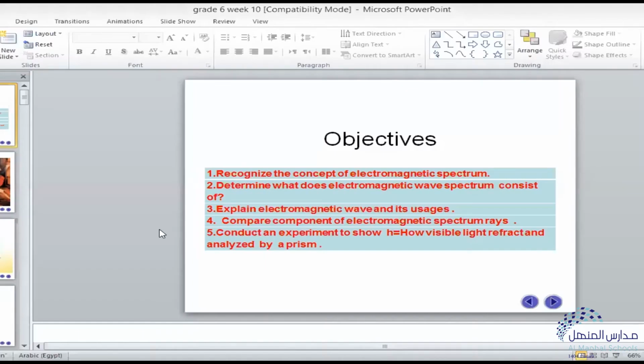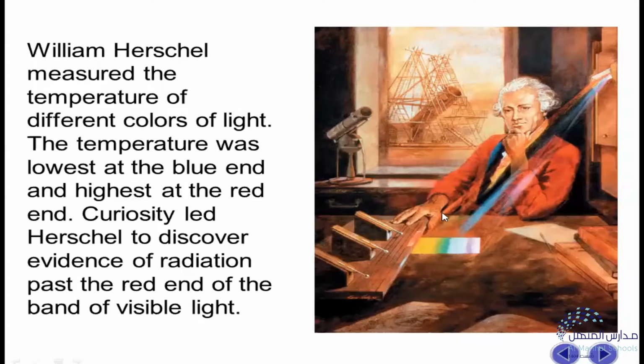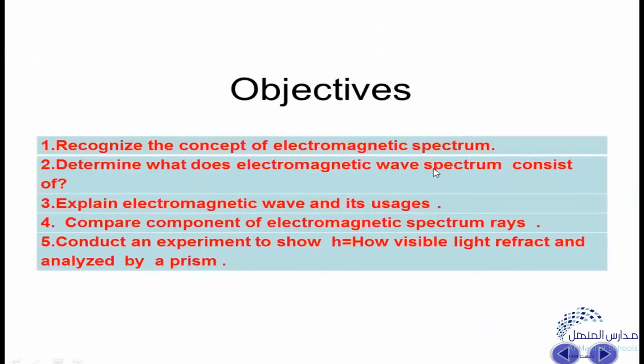Our lesson is about waves of the electromagnetic spectrum, pages 72 to 79. First, what we are going to learn. After this lesson, what we should learn. Number one, recognize the concept of electromagnetic spectrum. Remember that we have studied electromagnetic radiation.